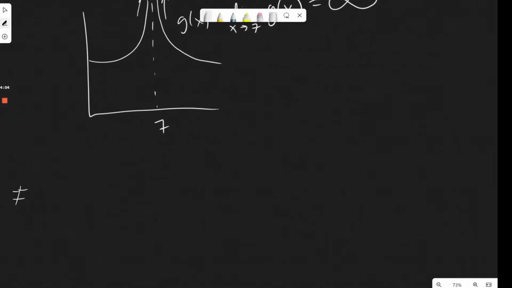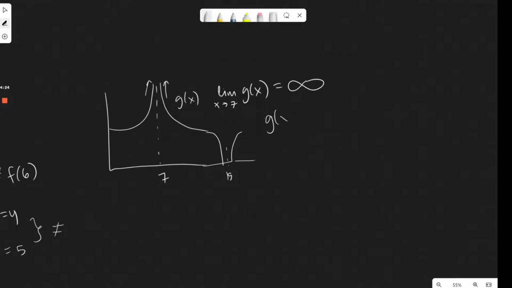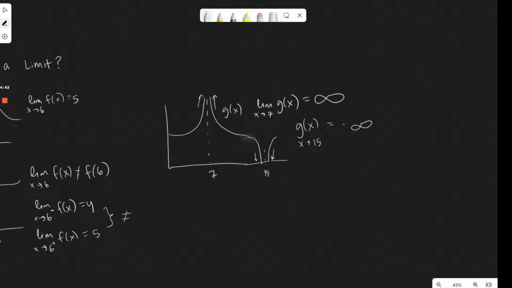Or if both sides were instead going downwards here, and let's say this is at the x-coordinate of 15, we could say that the limit as x approaches 15 of g of x is equal to negative infinity because both the left side and the right side are approaching negative infinity. And again, this is so important. You have to make sure that both the left and right side are approaching negative infinity. And so this would sometimes be written as negative infinity.